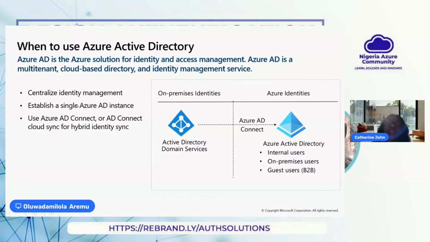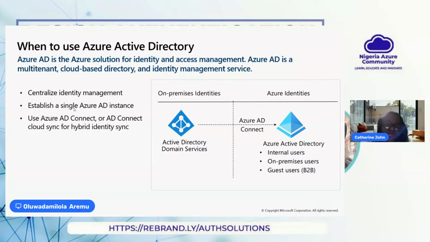When we talk about Azure Active Directory, it is a multi-tenant, cloud-based directory where you can manage your identity and access. I could say it's a multi-tenant, cloud-based identity and access management service. It gives you centralized identity management, in a way that with your ID, you can log into the Azure portal. Let's say your organization has some applications. You can log into your VPN. You can log into your other applications that your company uses.